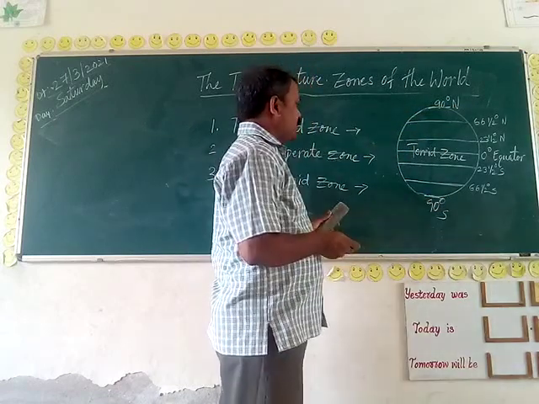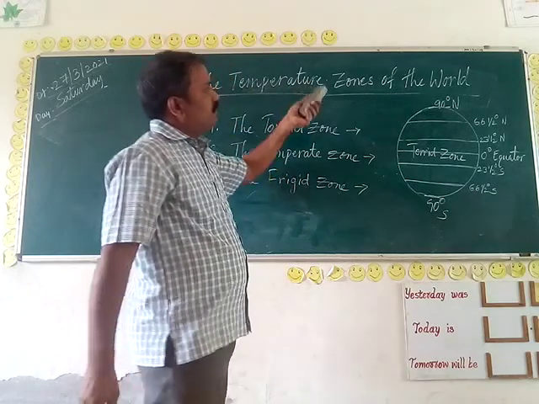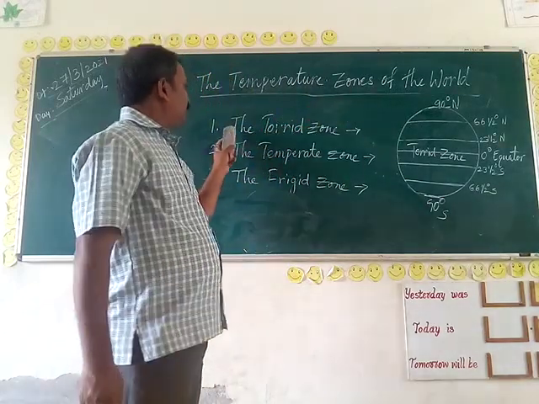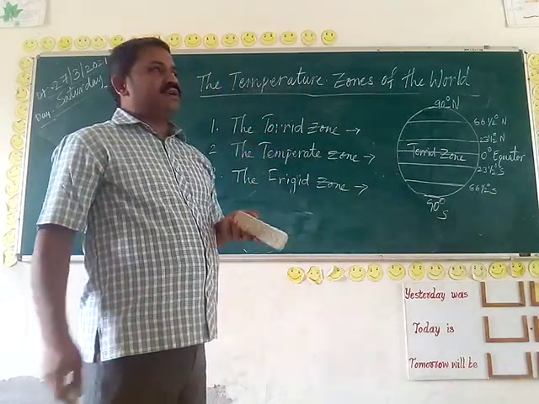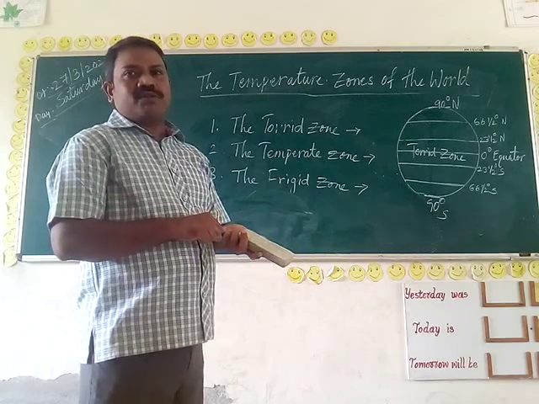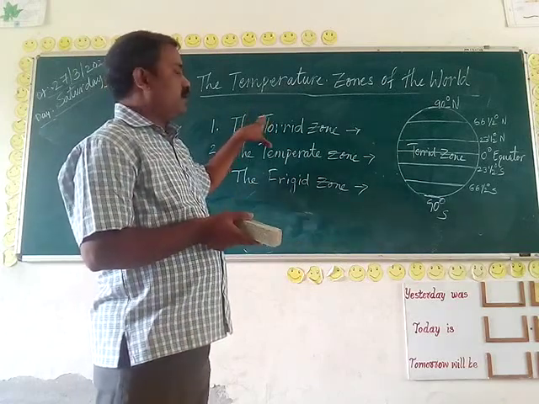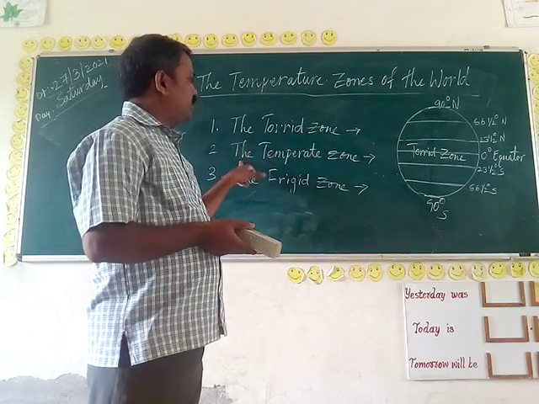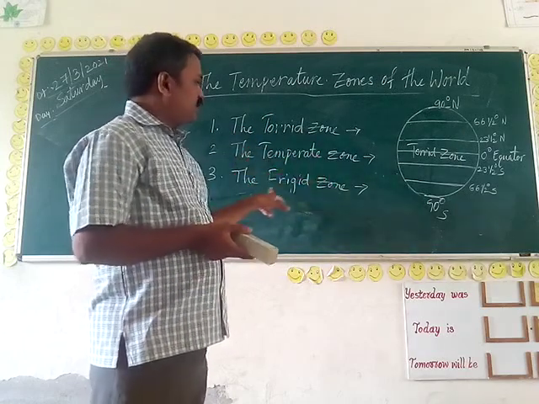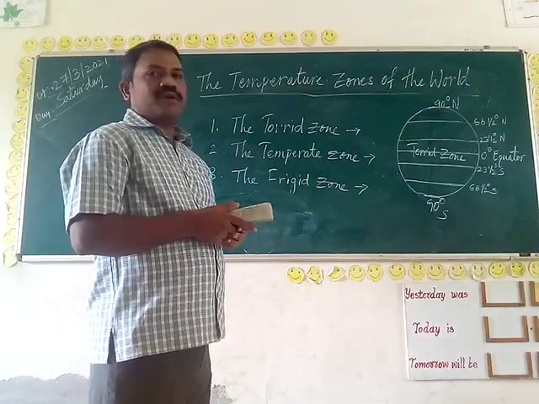This is about the temperature zones of the world. These zones are divided on the intensity of the sunlight received by a particular region. First one the torrid zone, second one the temperate zone, third one the frigid zone.